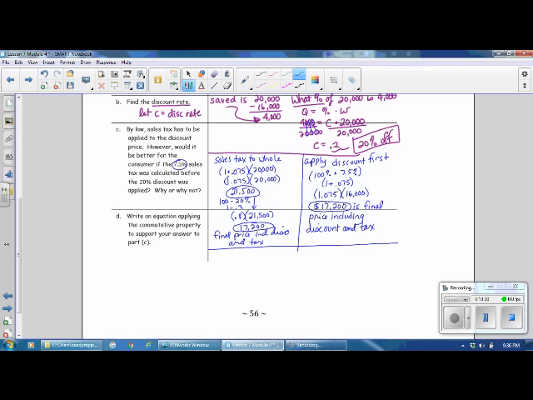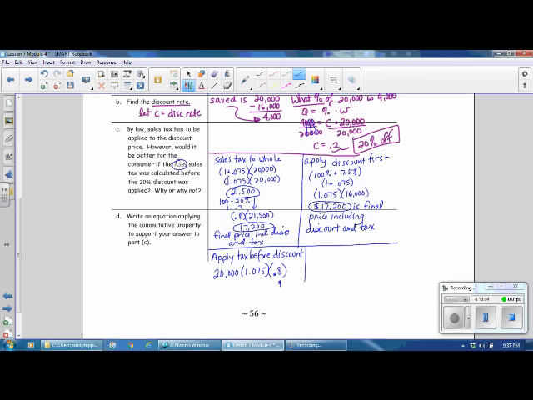Part D. Write an equation applying the commutative property to support your answer. So applying the tax before the discount gives you the equation $20,000 times 1.075, which represents the 100% plus the tax rate, times 0.8, which is the percent that you pay. So that's the 100% minus the 20% discount.